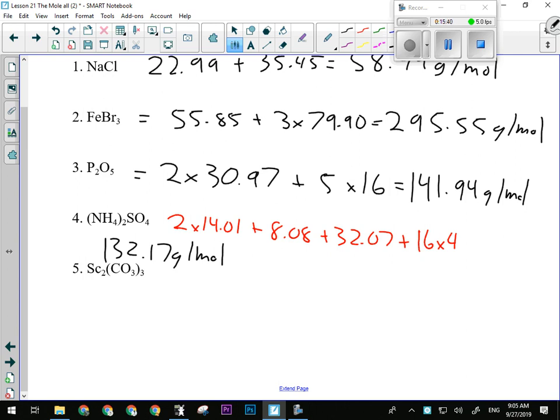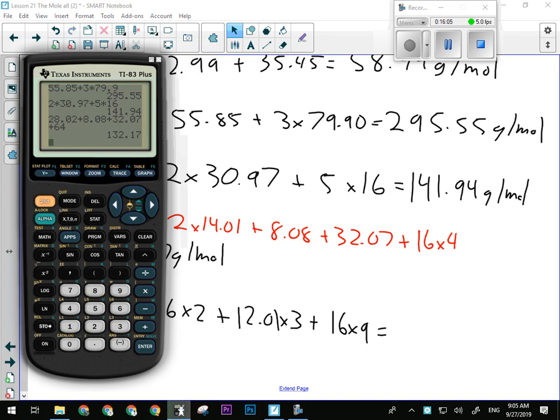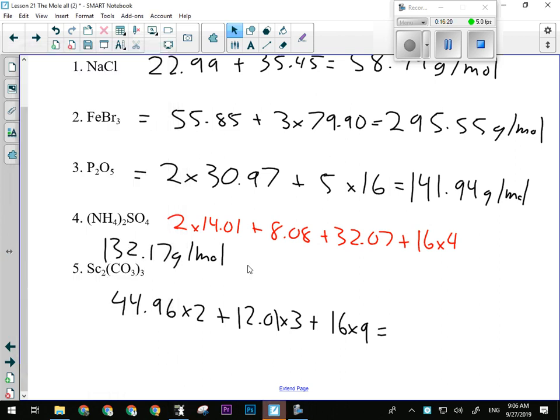Okay, then we have scandium carbonate. This is 44.96, times 2, because there are 2 of them. Okay, and then we've got 3 carbonates. So that's going to be 12.01 times 3, because there'll be 3 carbons. And there'll be 9 oxygens. So we got 44.96 times 2 plus 12.01 times 3 plus 16 times 9. All right, so looking at 269.95 grams per mole.